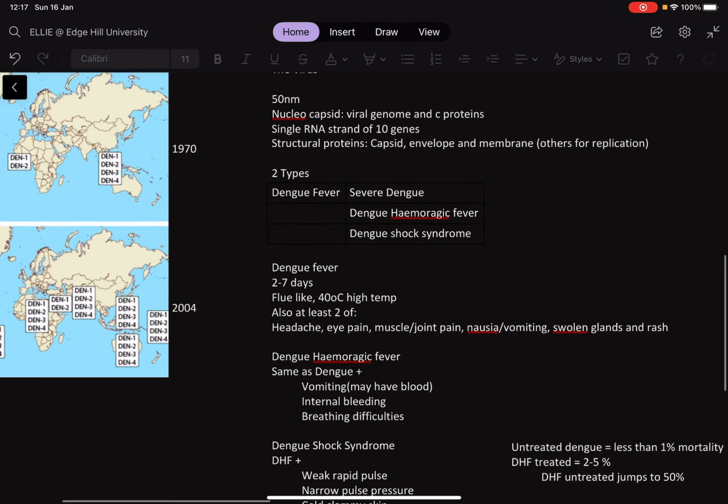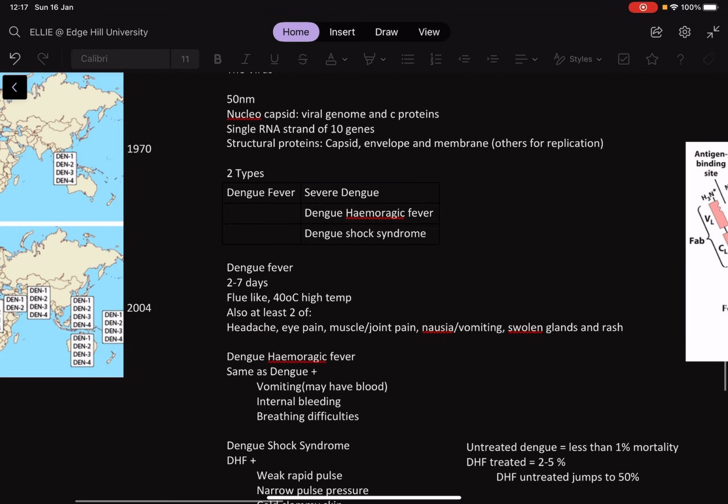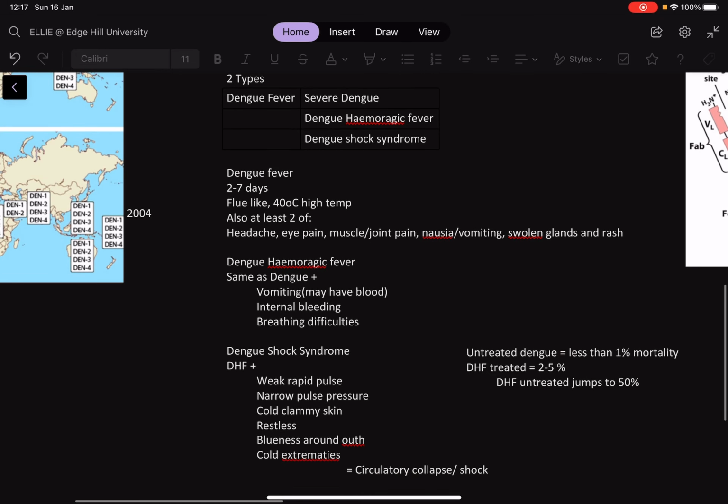It can lead to 2 types of disease or illness. So you have dengue fever and then severe dengue. Severe dengue is then subcategorised into dengue hemorrhagic fever or dengue shock syndrome. But the best outcome of being infected with dengue is just dengue fever. So this lasts for 2 to 7 days and it's very similar to the flu. That's why it's hard to diagnose. You have to have at least 2 of the following symptoms, so headache, eye pain, muscle or joint pain, nausea or vomiting, and swollen glands or a rash.